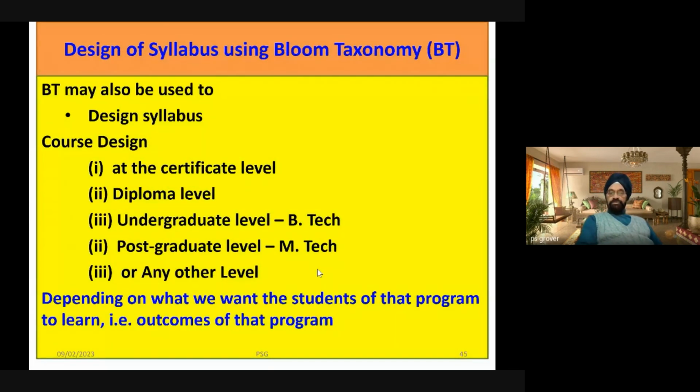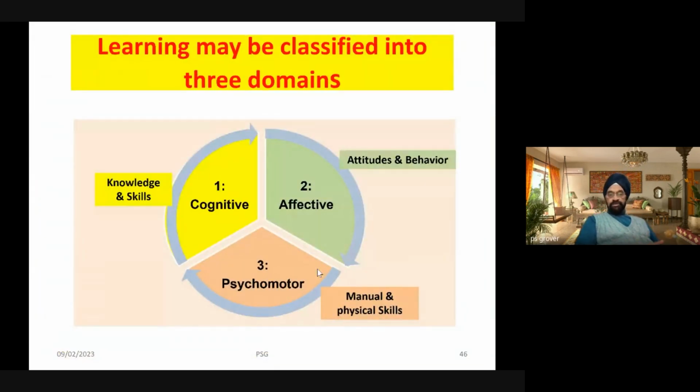So, design of syllabus using Bloom taxonomy. See, Bloom taxonomy can be used to design the kind of syllabus we want. Course design: what are the courses we are using? What is the infrastructure we are using? What are the labs we are using? A course design may be certificate level, diploma level, BTech level, and so on, depending on what you want a student of that program to learn. So learning may be classified into three domains: knowledge and skills, cognitive; attitude and behavior, affective; and manual and physical skills, psychomotor.